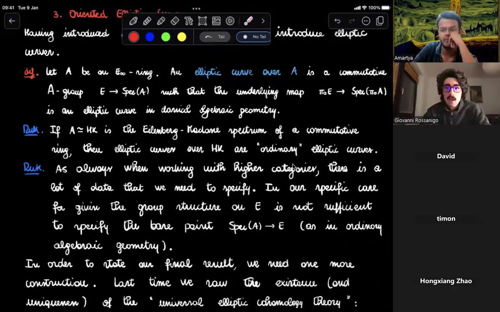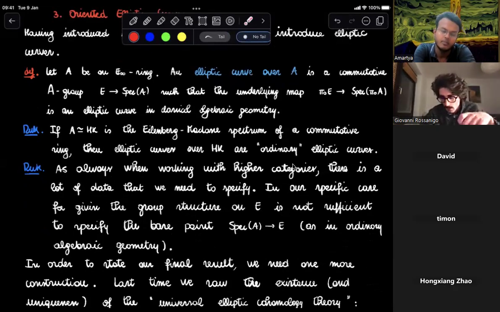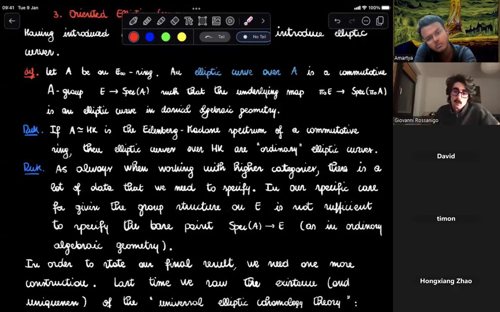Okay, we have to imagine an elliptic curve as a commutative group, or the group, which is essentially one-dimensional. In the case of ordinary algebraic geometry, an elliptic curve is a one-dimensional scheme over Spec of A, which has the structure of a group scheme.